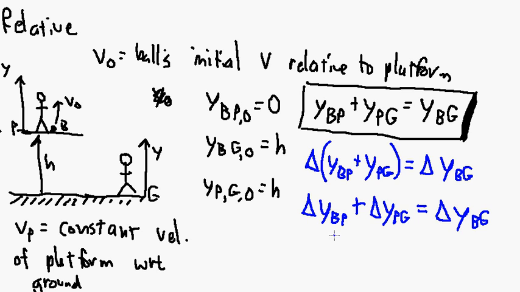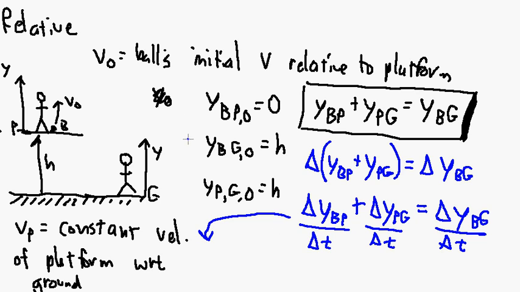Now where are we? Well, we're going to say this happens over some period of time. And at this point, actually, all you do is just pull your delta t out, which is the amount of time that passed for this to happen, and divide everything by delta t. What's change in position divided by change in time? Very simply, it's velocity, right? So what this gives us is velocity of the ball with respect to the platform plus the velocity of the platform with respect to the ground equals the velocity of the ball with respect to the ground.